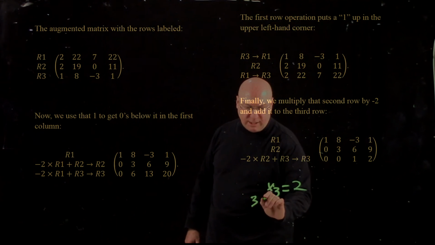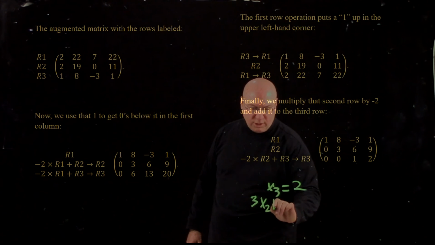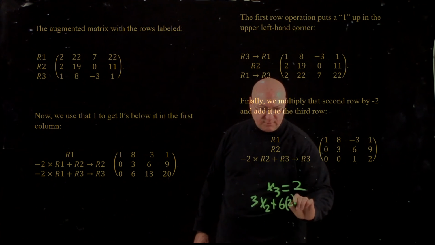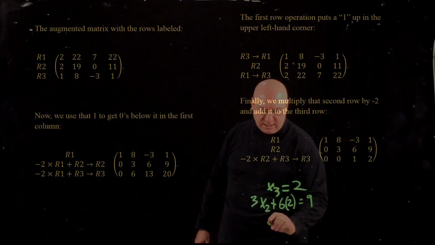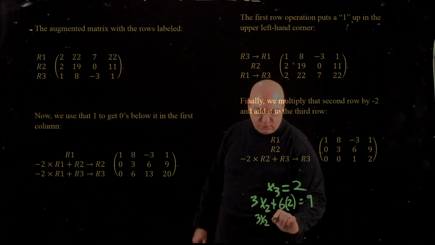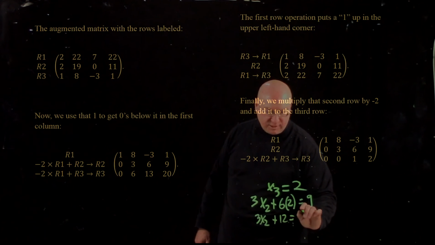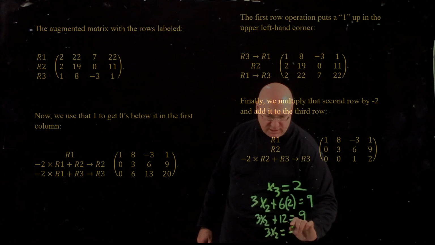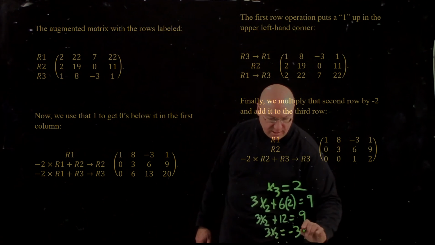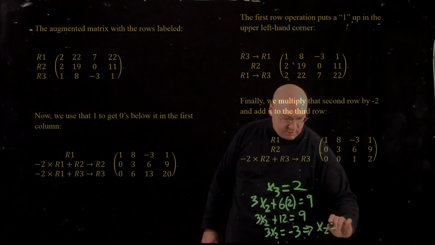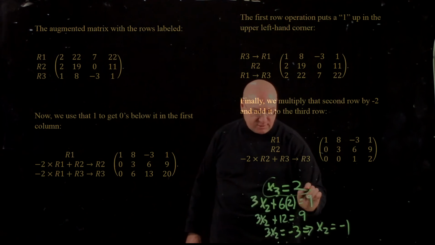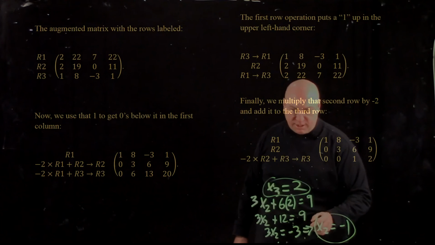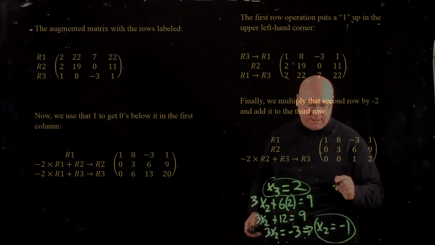And 3x2 plus 6x3, which is 6 times 2, that's 9. So I have 3x2 plus 12 equals 9. 3x2 equals -3. x2 equals -1, so I have x3 is 2, x2 is -1, back substitute all the way to the top.